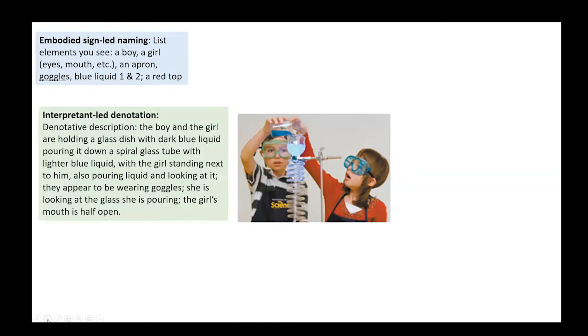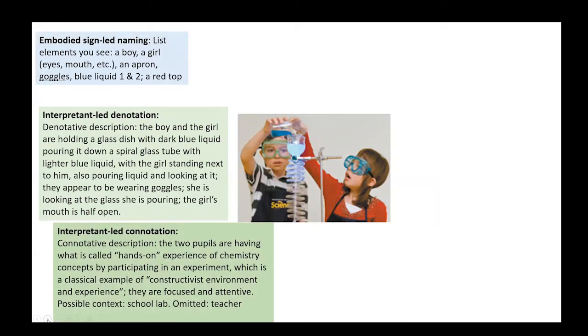Then for the denotative type of interpretation, we can describe this entire picture, what is happening in the picture, in terms of descriptive adjectives and in terms of verbs to assign different actions to this image. So we are in a way activating the image through these descriptions. They're holding a glass, the boy is pouring some sort of dark blue liquid, the girl is standing next to him, they appear to be wearing goggles, etc. You know how they look.